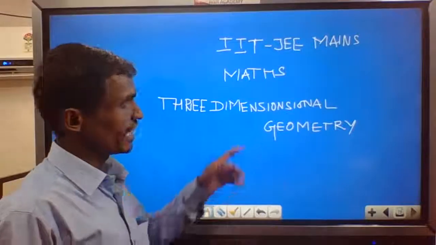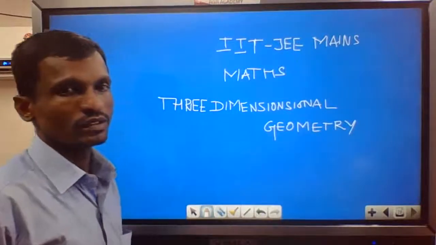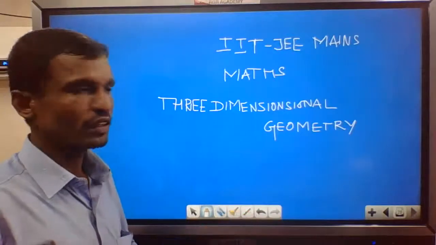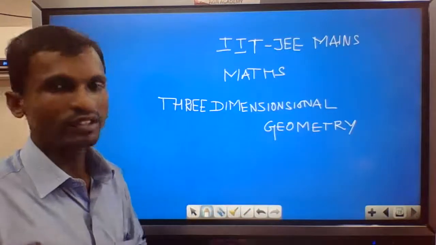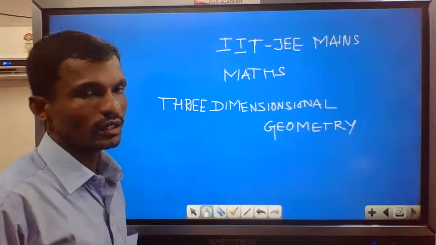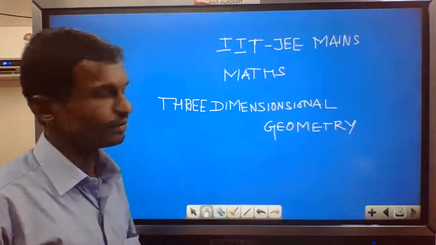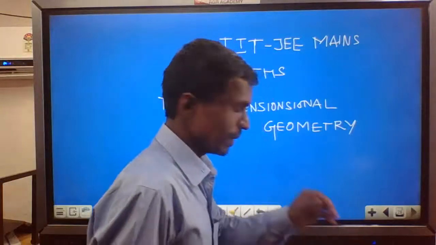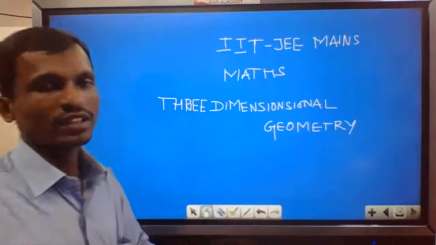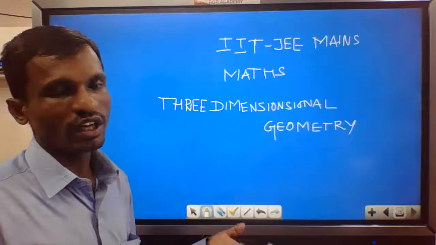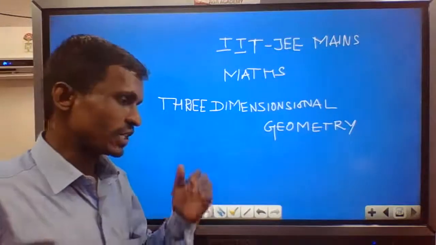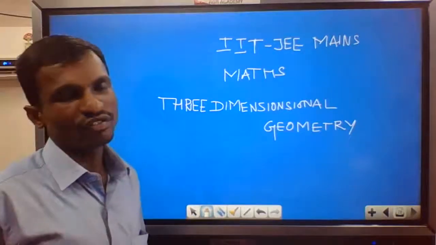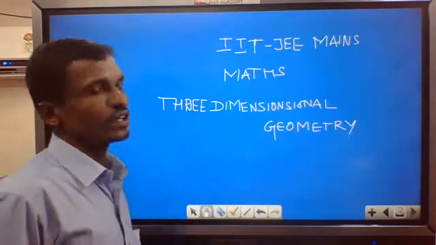Maths, three-dimensional geometry. In three-dimensional geometry, we know that line and plane play a very important role here. Now we are going to look at, for example, one line and one plane. What is the angle between the line and the plane? What is the coplanarity of three planes? Different kinds of situations are present in this topic.